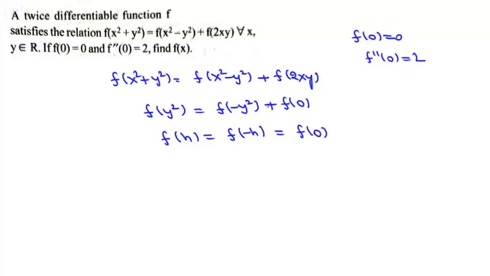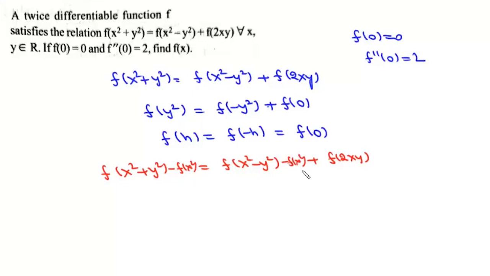Now we'll find f dash x. Now what we'll do is, we'll take this equation, which is f(x square plus y square) is equal to f(x square minus y square) plus f(2xy), and we'll subtract f(x square) and we'll divide everything with y square.